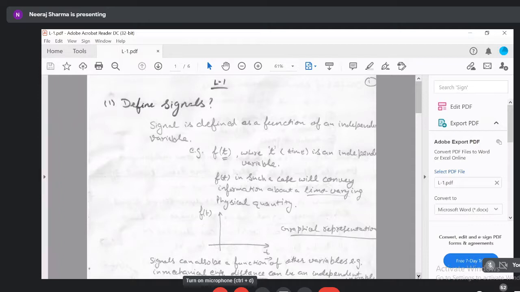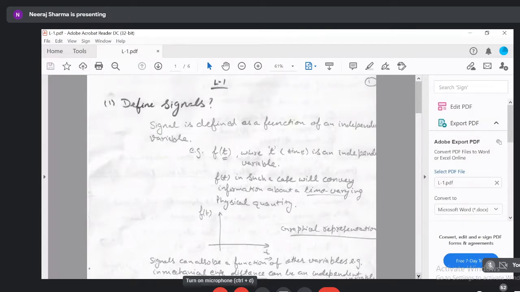If you have a DC current, then the DC current does not change with respect to time. There will be a constant amplitude of that particular signal with respect to time, and it is not going to change its behavior with respect to time, right?